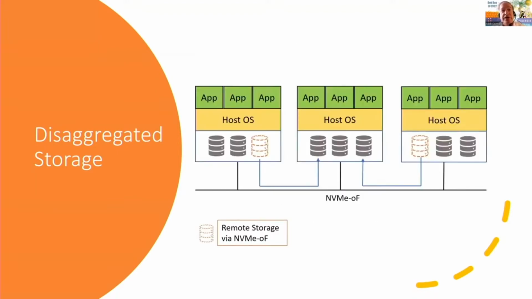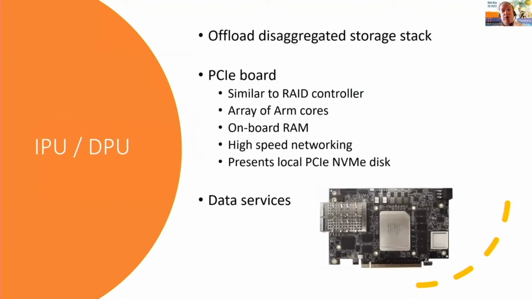One thing to watch out for here is the storage is now so fast that one or two disks can saturate the network. New hardware designs would allow the disaggregated storage stack to be offloaded to an IPU or DPU in a similar way to a RAID controller. These PCIe boards contain an array of ARM cores, onboard RAM, high-speed networking, and have the ability to present an NVMe disk to the local host. Data services could be implemented on the board. IPUs and DPUs are currently being targeted at cloud service providers, but we may get to see them used more widely in the future.